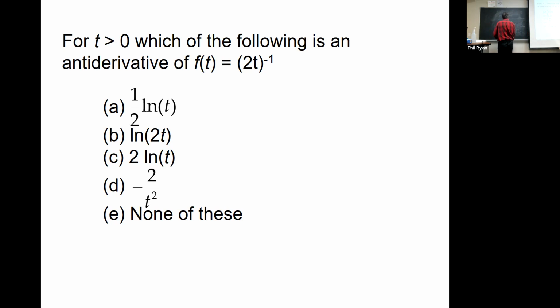Okay. Well, this A better work, or else the answer is B. So 1/2 ln of t. It's going to be 1/2, and the derivative of ln of t is 1 over t, so that's 1 over 2t. That one works. Okay. Well, that was a little bit of a tricky one because we had to do some stuff with log laws and things.